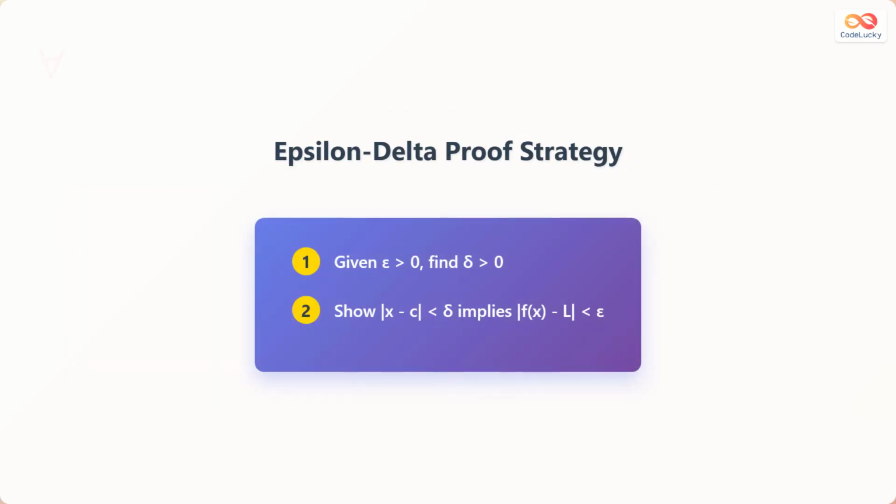Here's the strategy for an epsilon-delta proof. First, given epsilon greater than 0, find delta greater than 0. Second, show that the absolute value of x minus c being less than delta implies that the absolute value of f(x) minus L is less than epsilon.